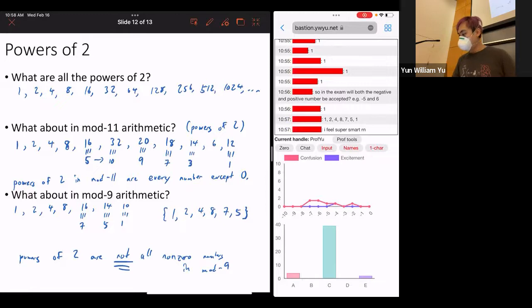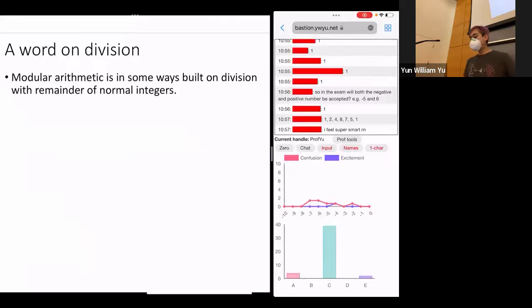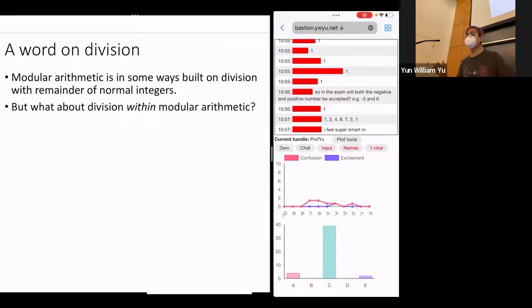And I have one more slide and we'll finish off. So a quick word on division. When we did multiplication earlier on, we also did division, right? And we're not going to do that because division is actually super different in some ways than normal division. If you think about modular arithmetic, you already have the sense of division, right? That's how you're getting mods to begin with. You're just taking the remainders of normal integers. But what does it mean to divide within modular arithmetic?